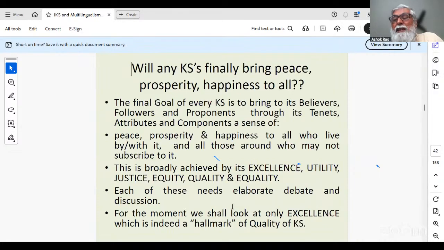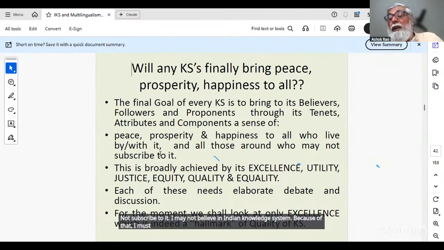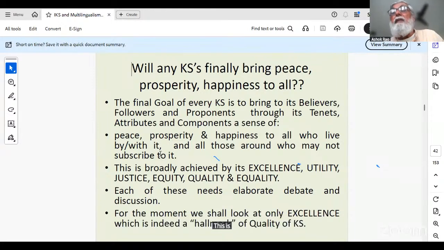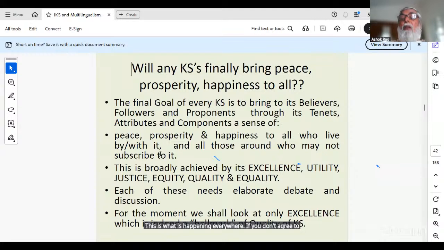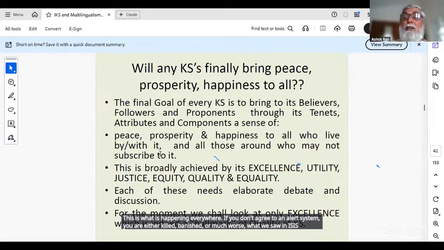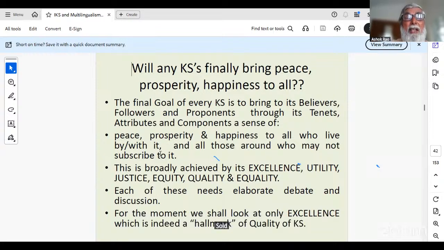So the question to ask is, will any knowledge system finally bring peace, prosperity, and happiness to all? That is the original goal of a knowledge system. Okay. Peace, prosperity, and happiness to all who live by it and all those who may not subscribe to it. I may not believe in Indian knowledge system. Because of that, I must not be uncomfortable. This is what is happening everywhere. If you don't agree to a knowledge system, you are either killed, banished, or much worse, what we saw in ISIS, they captured people, ladies, sold them. In the 21st century, there were people selling other men and women.